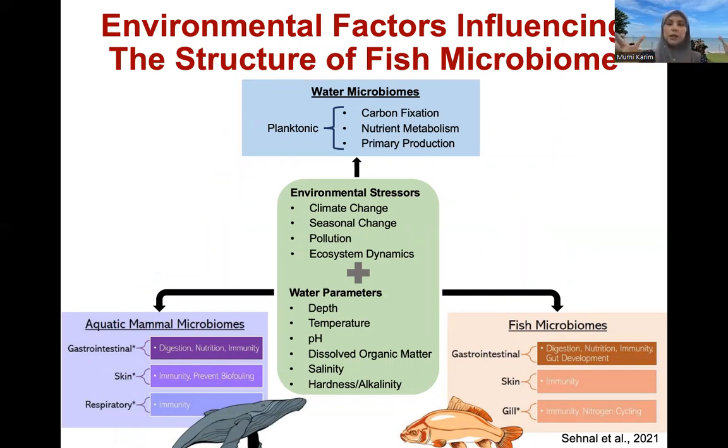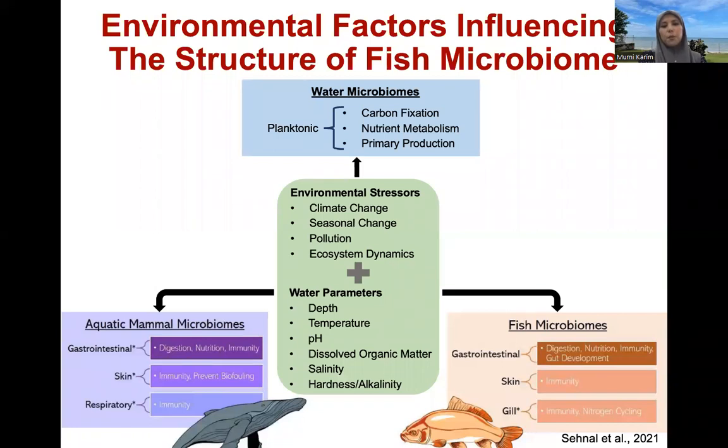Microbes are not only in the aquatic environment, they are also in the organism, in the fish microbiome. So what environmental factors influence the fish microbiome? Okay, kalau kita ada environmental stressor like climate change. Climate change is now a huge problem. It's quite alarming. And then pollution, seasonal change, ecosystem dynamics. Those stressors will affect the water parameters, the temperature, the pH, the salinity, the hardness. So when this happens, they will actually affect the organisms in that aquatic environment.